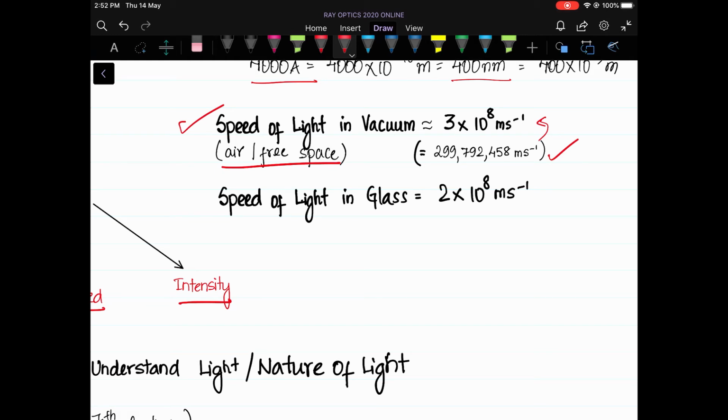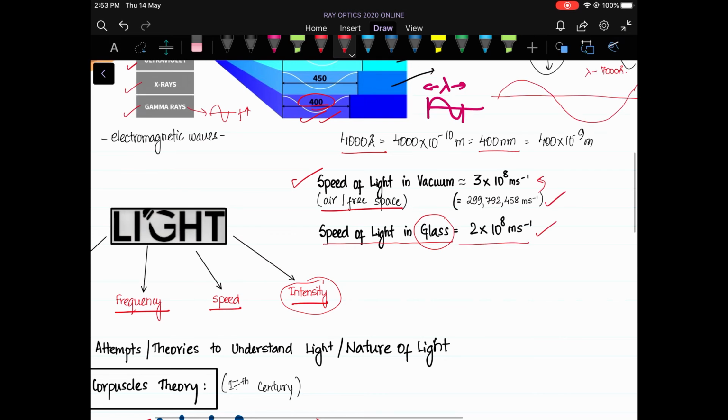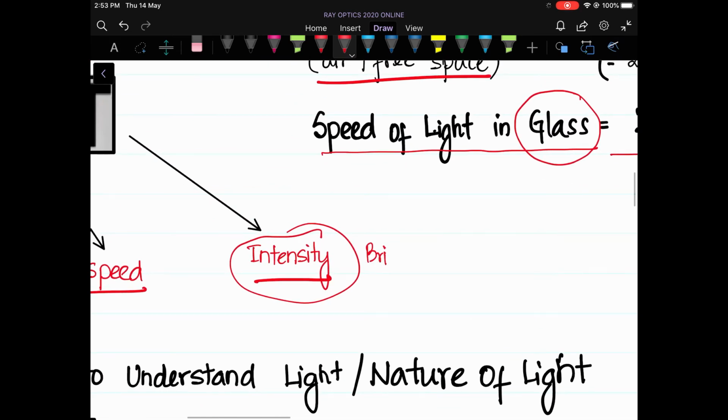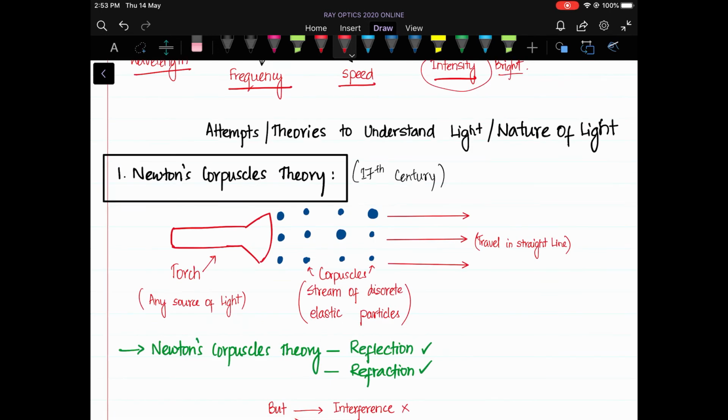Now the speed of any electromagnetic wave is decided by the medium also. As you can see, in glass, the speed of this light is about 2 into 10 to the power 8. When we talk about intensity of light, we basically mean brightness. As you can understand, if we have a very intense light, it means a very bright light. Now this light has been studied by various people for a very long time.